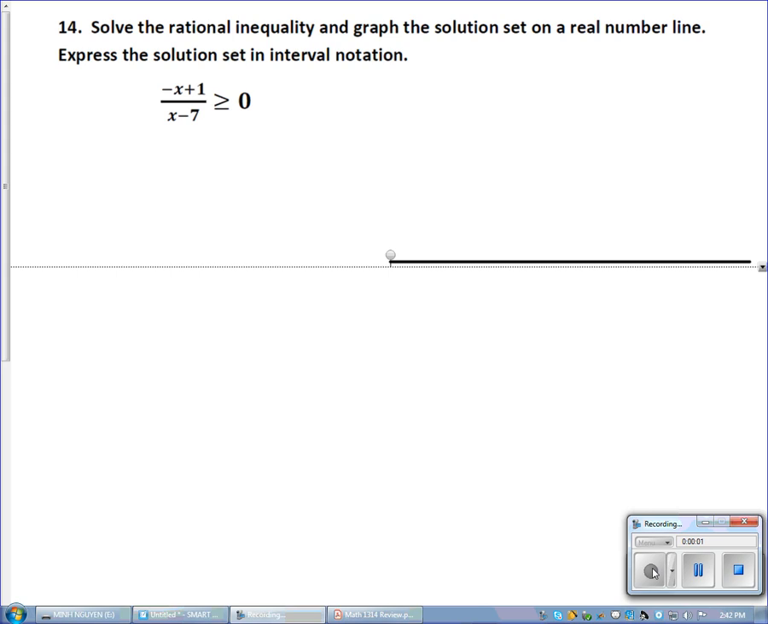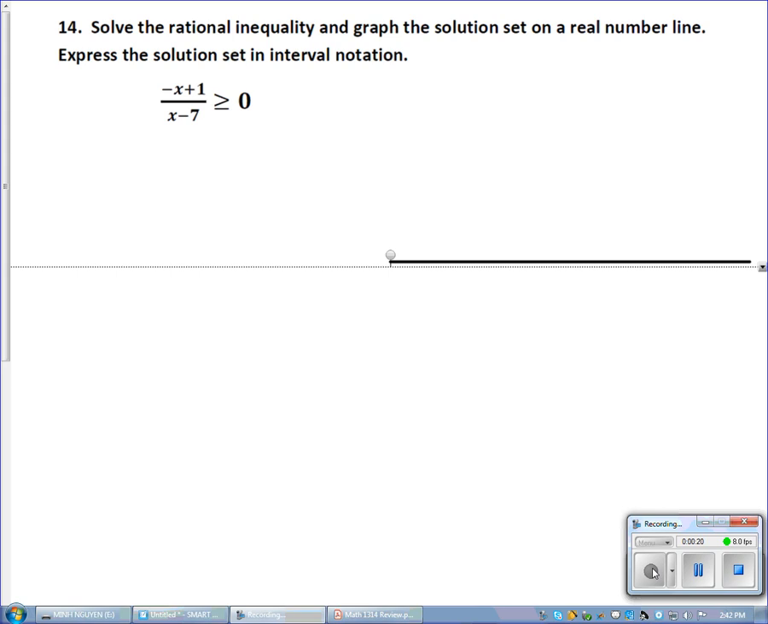So question number 14 from the final exam review for Math 1314. It says solve the rational inequality and graph the solution set on a real number line. So we're given the inequality (negative x plus 1) over (x minus 7) is greater than or equal to 0.